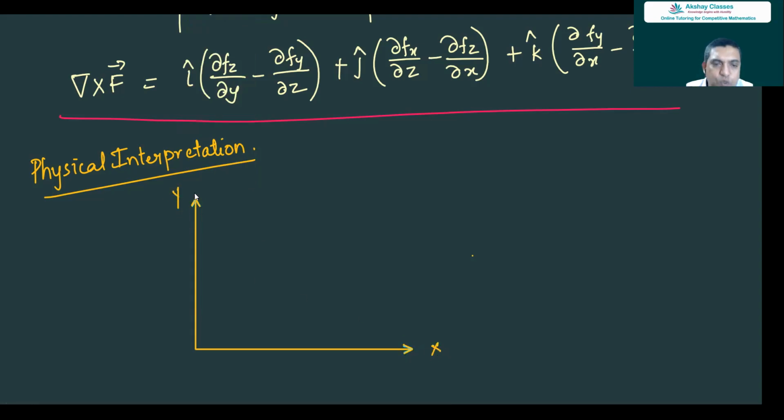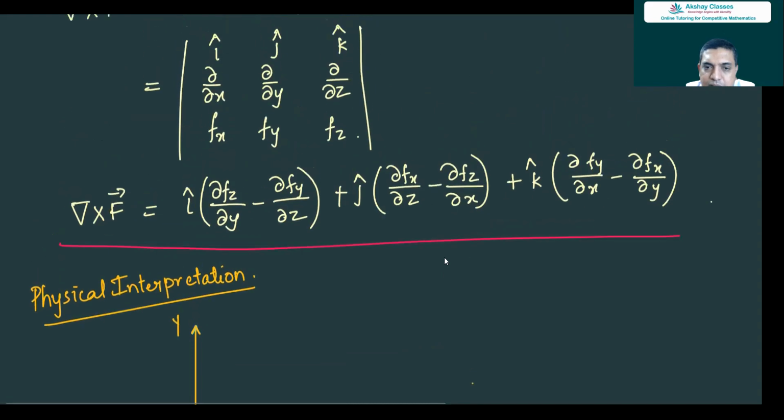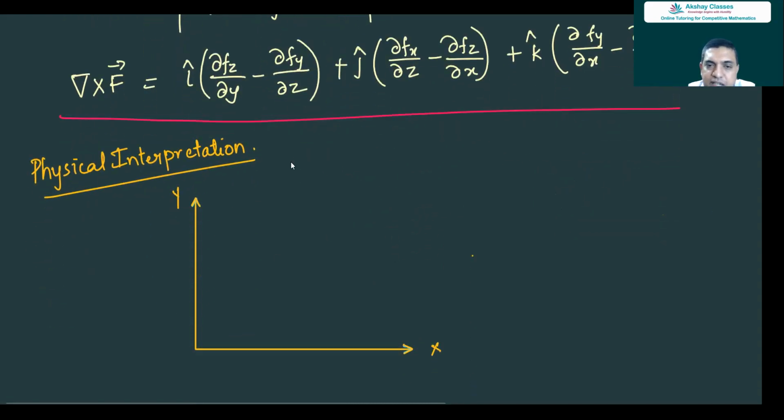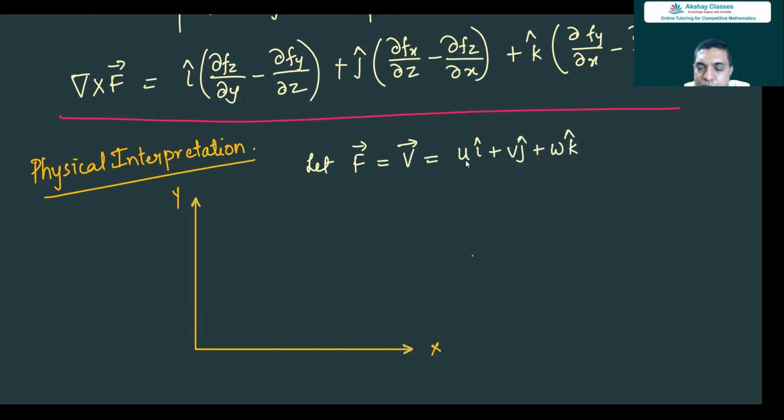This is X, this is Y. We will consider flow in the z direction to be 0. Let f be a velocity vector field for fluids. It has u i plus v j plus w k. U is the velocity component in the x direction. Now let us say we take a vector field like this.